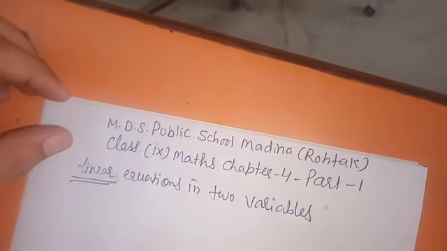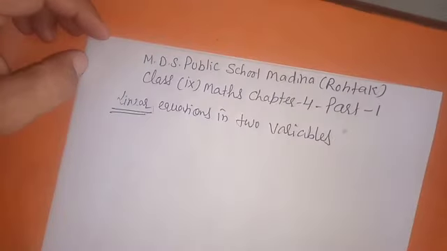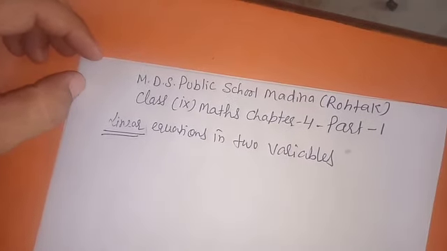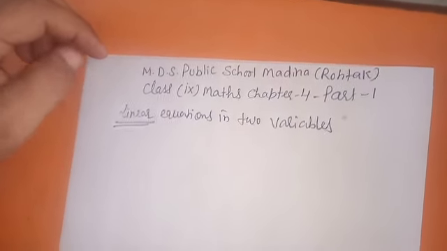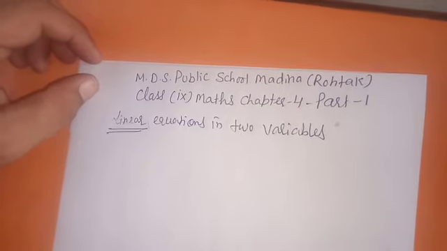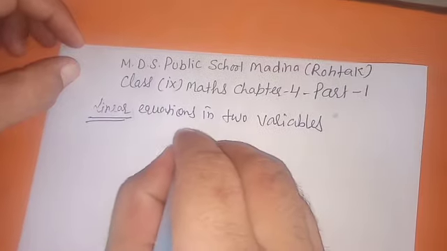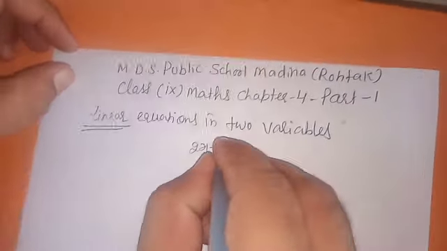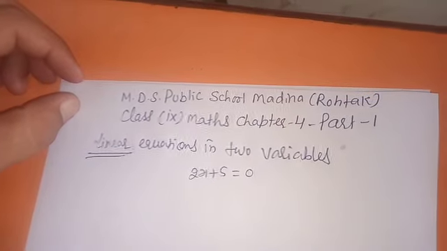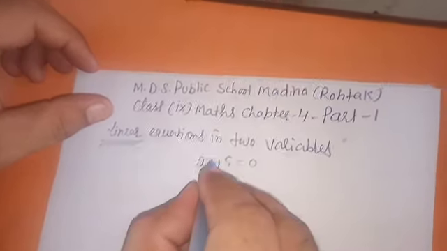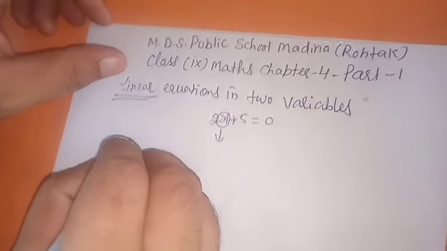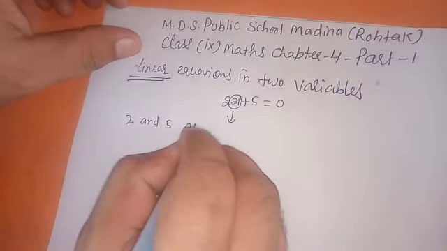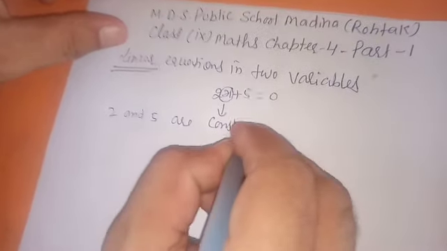Linear, easily you can understand, highest degree how much? 1, in two variable. Up to now you have read about what? Linear equation in one variable, like this: 2x plus 5 equal to 0. So here how many variable? Only x is variable here. 2 and 5 are constants.